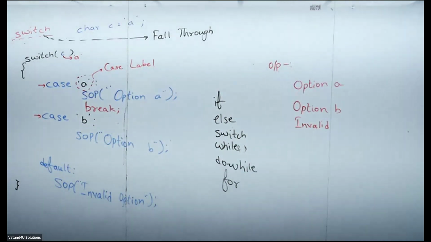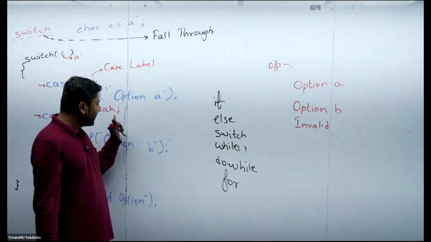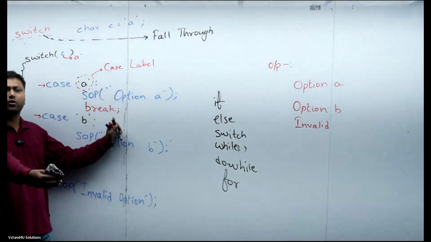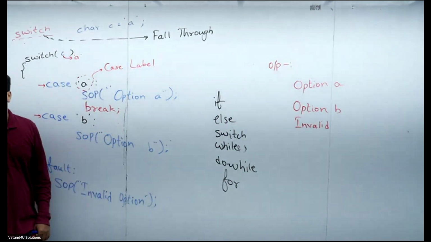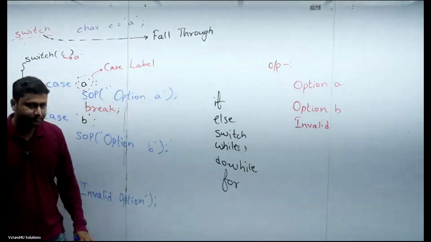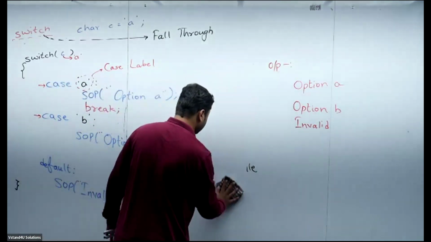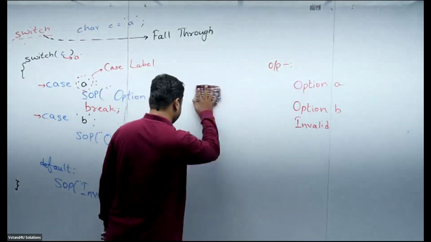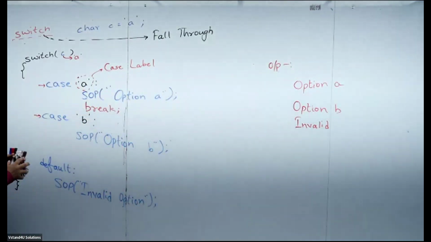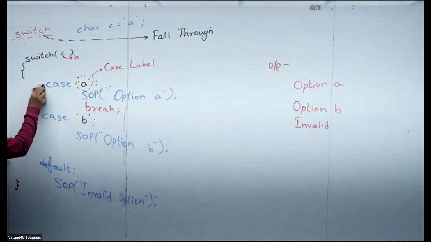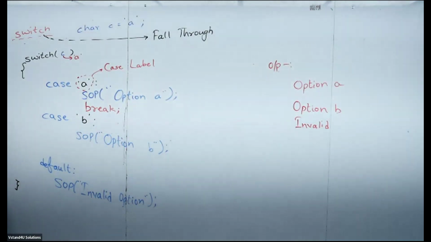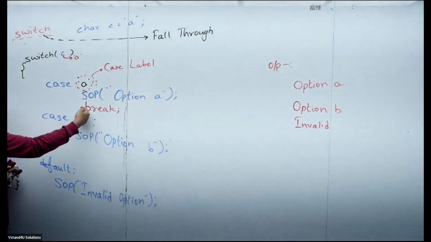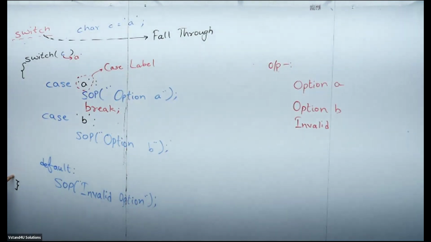Am I clear? Everybody? The funda is simple. Break encountered means it will bring the control out of all the control constructs. As of now, what all control constructs are written? Only one control construct we are writing, that is switch. If break is encountered, it will bring the control out of the switch body.